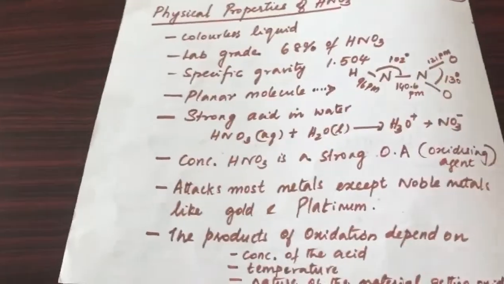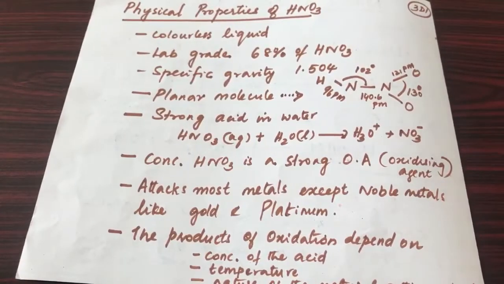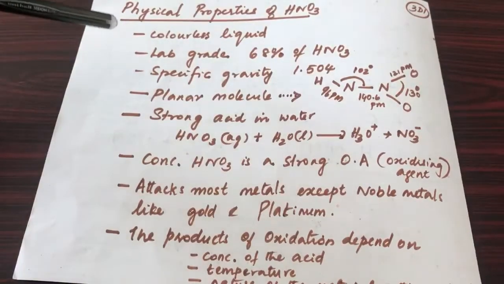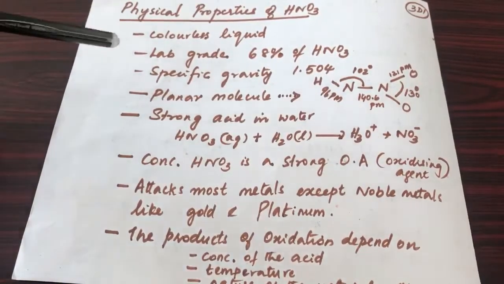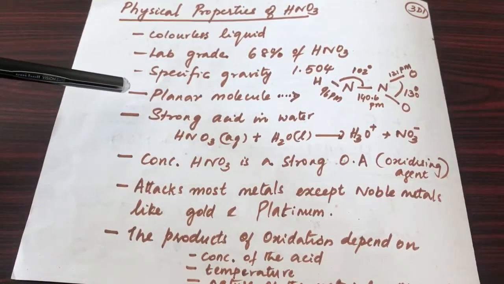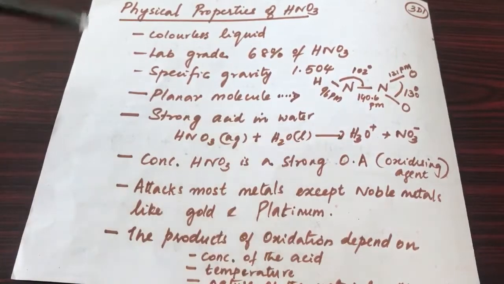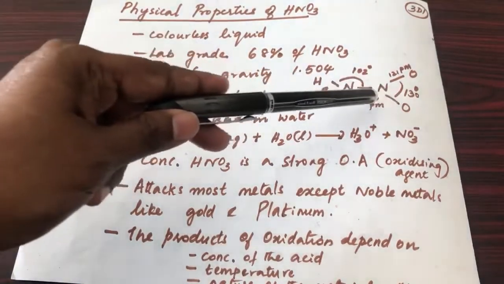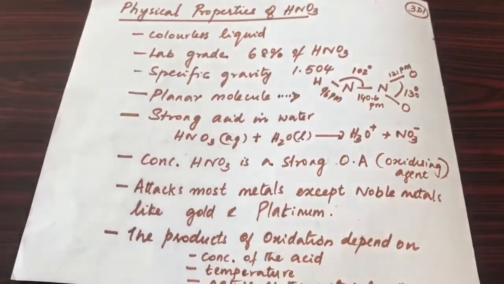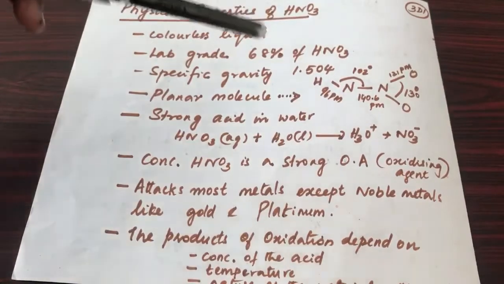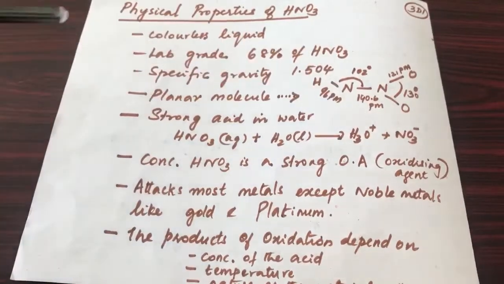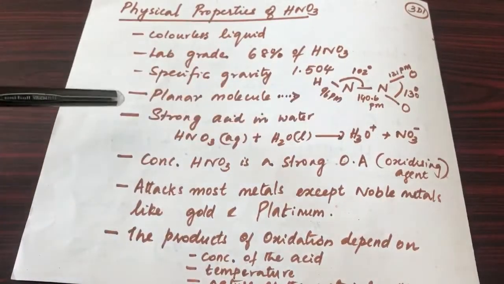Now we have the physical properties of HNO3. It is a colorless liquid. The lab grade is 68% HNO3. The specific gravity is 1.504. It is a planar molecule. The structure is not very important, but you should know it. Here nitrogen is connected by a single bond to oxygen and here hydrogen. The bond length and bond angle are mentioned, and here this one will be the least bond angle. Now, it is a planar molecule.